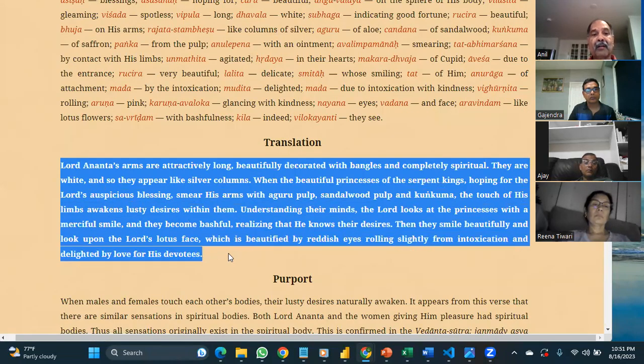Lord Ananta's arms are attractively long, beautifully decorated with bangles, and completely spiritual. They are white, and so they appear like silver columns, and the beautiful princesses of the serpent kings, hoping for the Lord's auspicious blessing, smear his arms with aguru pulp, sandalwood pulp, and kumkum. The touch of his limbs awakens lusty desires within them. Understanding their minds, the Lord looks at the princesses with a merciful smile, and they become bashful, realizing that he knows their desires. Then they smile beautifully and look upon the Lord's lotus face, which is beautified by reddish eyes, rolling slightly from intoxication and delighted by love for his devotees.